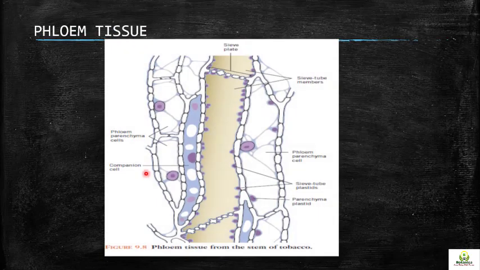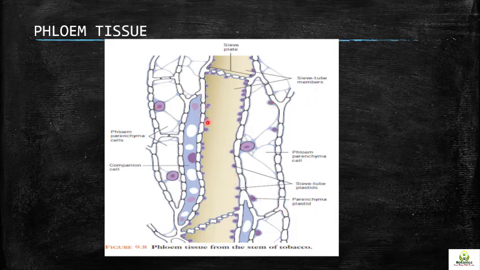So this is the composition of the phloem tissue. You can see we have phloem from this side, and we have phloem parenchyma cells. These are the companion cells, which are associated with the sieve tube elements. And here we have also the phloem parenchyma cells. These are the sieve tube elements, parenchyma, plastids and others.